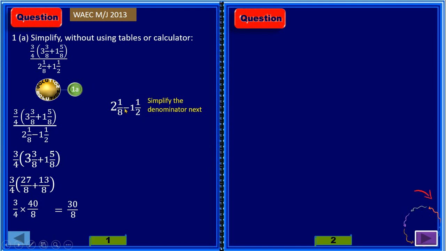Once again, we need to convert these mixed numbers to improper fractions. Then we need to cross multiply. 17 times 2 is 34. Then 8 times 3 is 24. Then 8 times 2 is 16. Then we are going to simplify this. 34 minus 24 gives us 10/16. Now we have simplified the denominator.